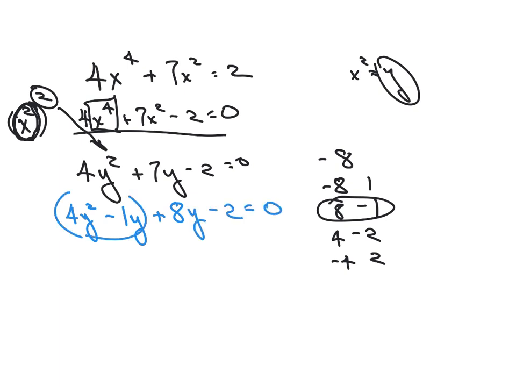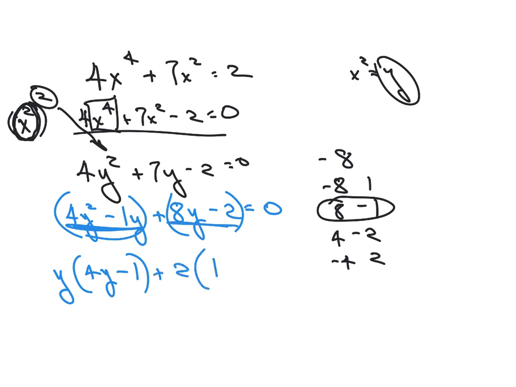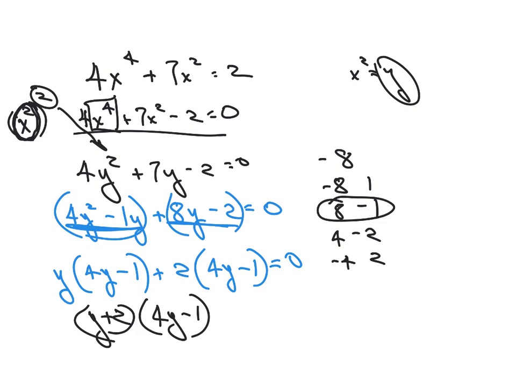Okay, and then we group. Remember this? And we look and see what we can factor out of there. We can factor out a y, and we're left with 4y minus 1. Okay, and over here we can factor out a 2, and we're left with 4y minus 1. And remember, these have to be the same in order for this to work. Put the things outside the parenthesis together, and the things inside the parenthesis together.